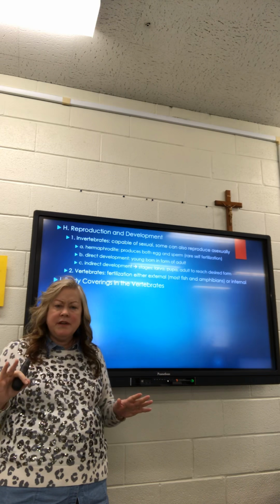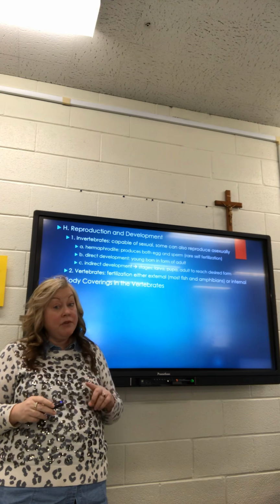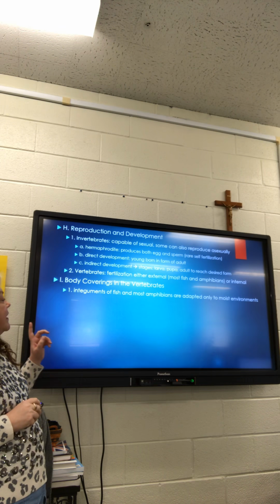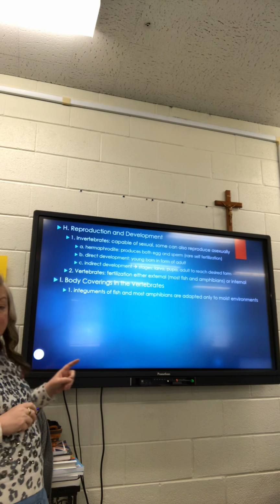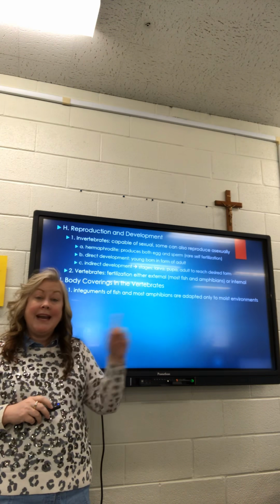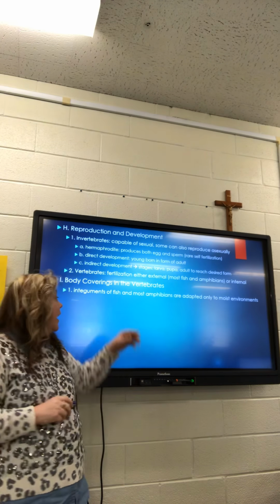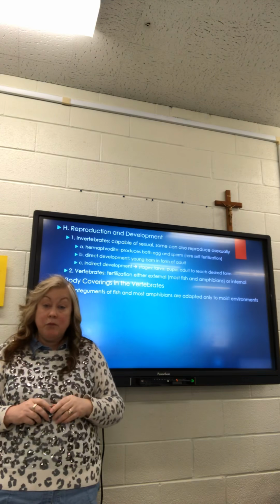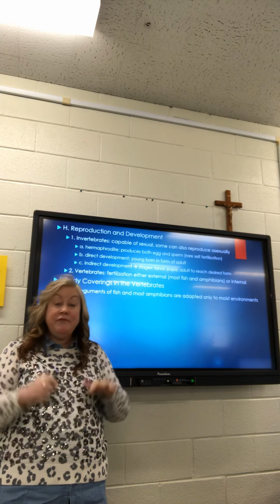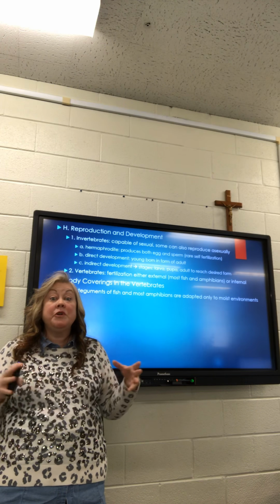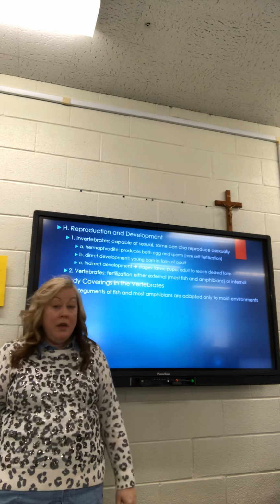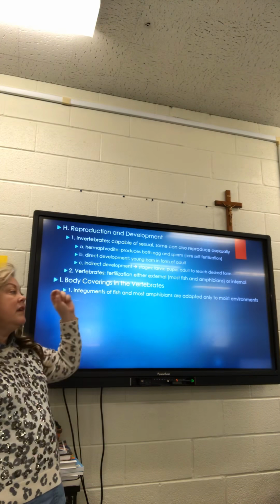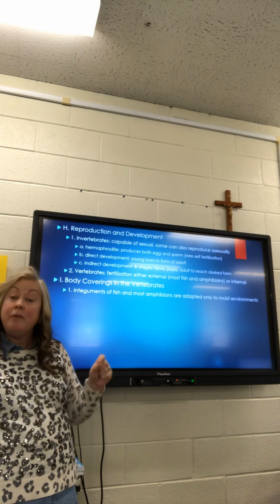So how do body coverings differ? Well, we're going to talk about body coverings in vertebrates. For example, the integuments of fish and most amphibians. An integument is a body covering, an outer covering. The integuments of most amphibians and fish are adapted to live in their moist environment. Can you imagine a fish living in water taking on so much water that it exploded? Well, no bueno. That wouldn't be a good thing. So its integument actually keeps it from bursting.